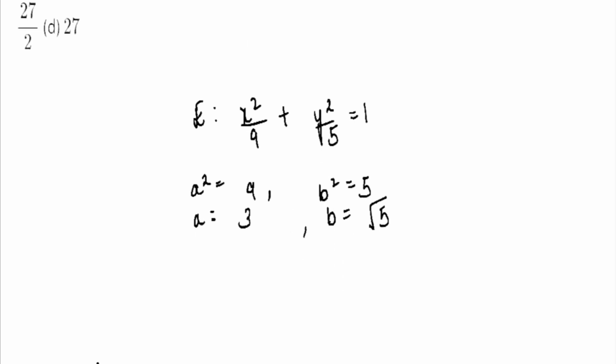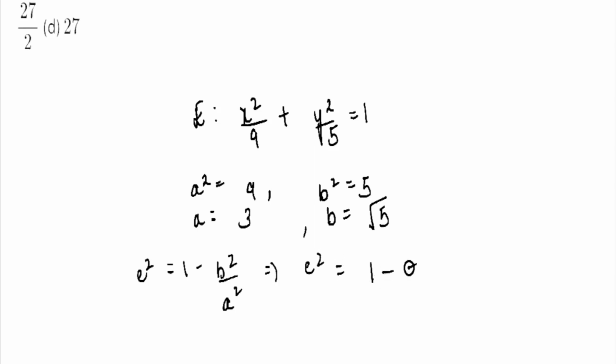Now we know that the eccentricity of the ellipse is given by e square is equal to 1 minus b square upon a square. Then what would be the value of e? It would be under root. So calculating the value of e, e square would be 1 minus, what is b square?